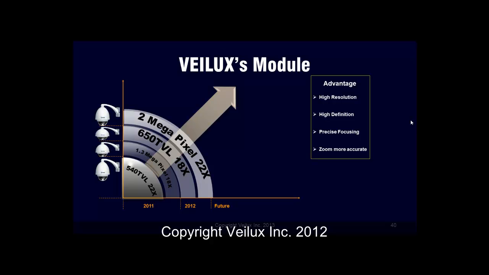Veilux modules. Veilux 540 TV lines 22x back in 2011. The 1.3 megapixel 18x at the end of 2011. 650 TV lines of the 18x in 2012. The 2 megapixel 22x is at the end of 2012, which has been released, and it's in the future. High resolution, high definition, precise focusing, zooming are more accurate.